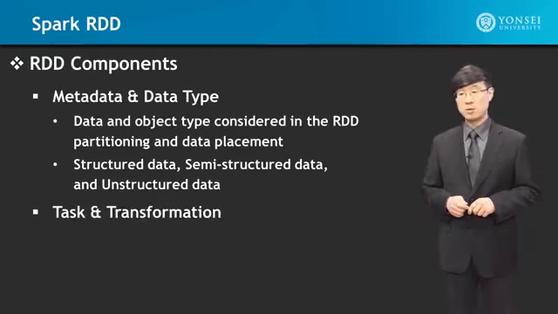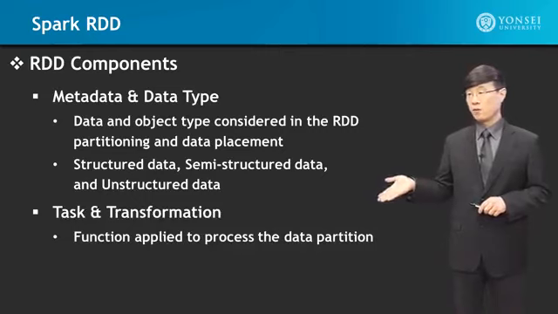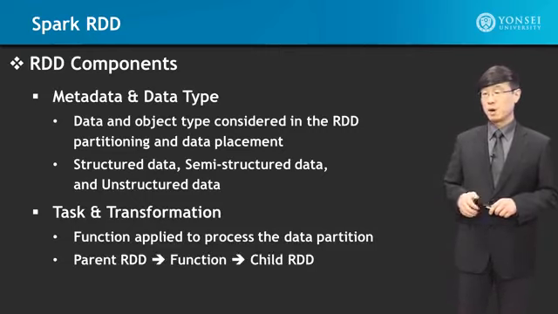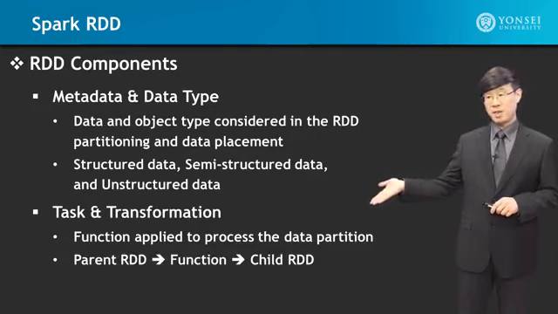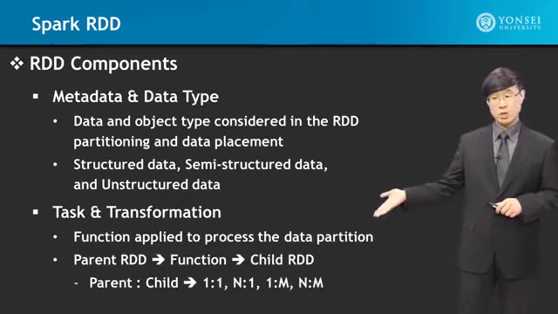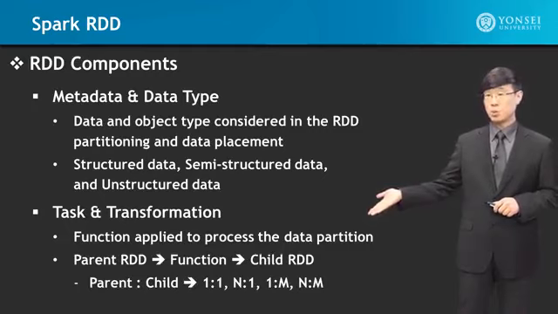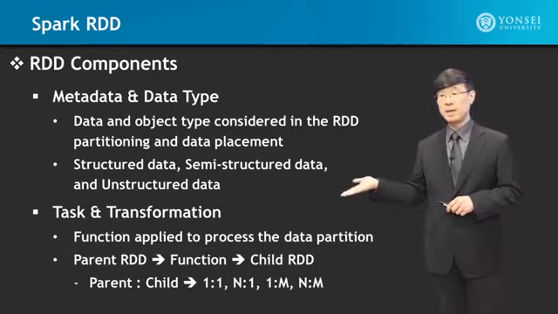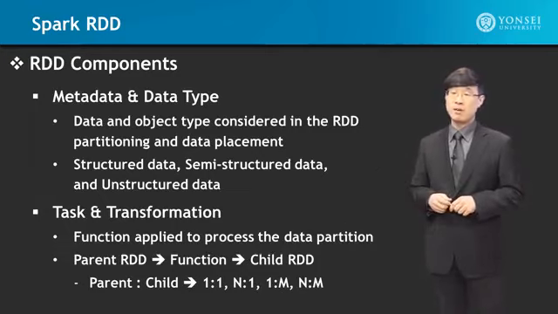Then the task and transformations, where functions apply to process the data partition, where we will see that the parent RDD goes through a function, a transformation, and will result in a child RDD. The parent-to-child ratio could be 1-to-1, n-to-1, 1-to-m, or n-to-m, which means many-to-many. For these numbers that are not predefined, I'm using n and m as variables.